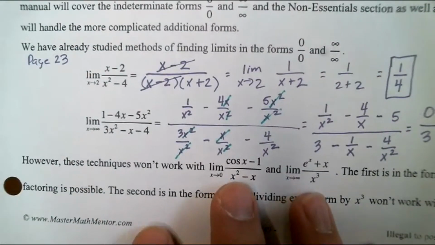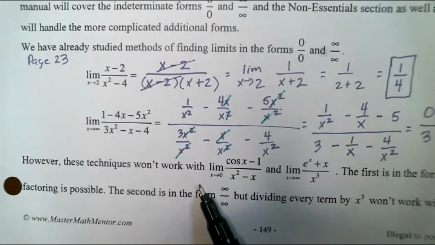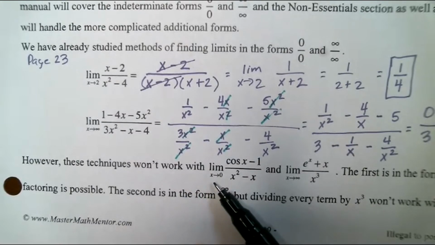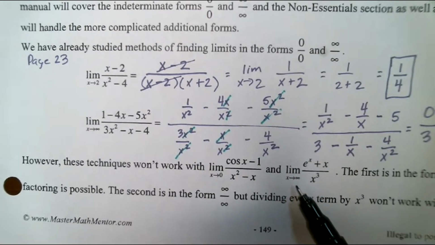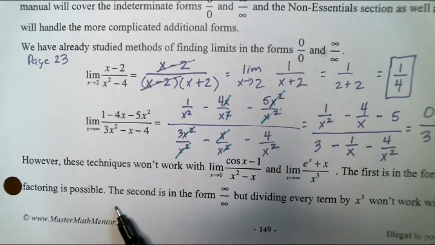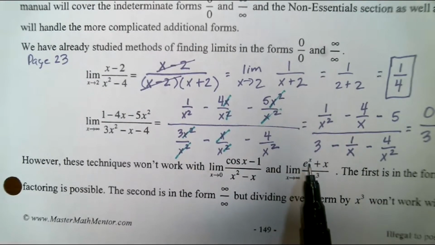However, these techniques won't work with the limit as x approaches 0 right here, and it won't work with this one as the limit approaches infinity. The first is in the form, if you plug in 0, you're going to get 0/0, but no factoring is possible. So you can't do it. The second one is in the form of infinity over infinity, but dividing every term by x cubed won't work with the e to the x power. So then you won't have a constant in the numerator. You would have e to the x, so that wouldn't work either. So we flip our paper to the back, and we learn the new way.